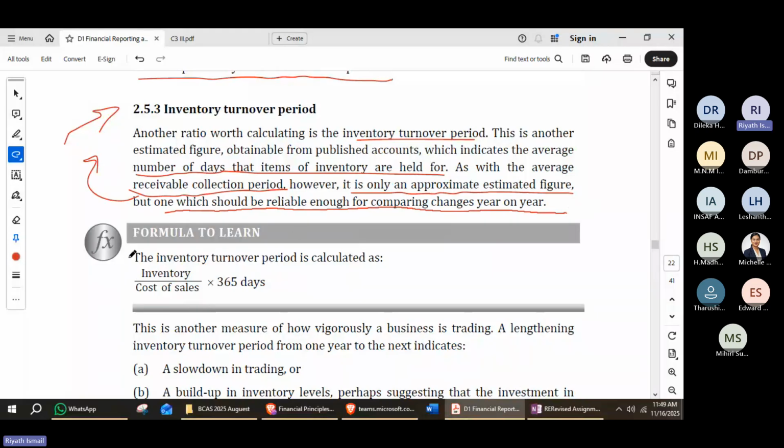The formula we talked about earlier: the numerator comes from the financial position, the balance sheet, and the denominator comes from the profit and loss account. The average inventory is divided by cost of sales, not purchases. Cost of sales.